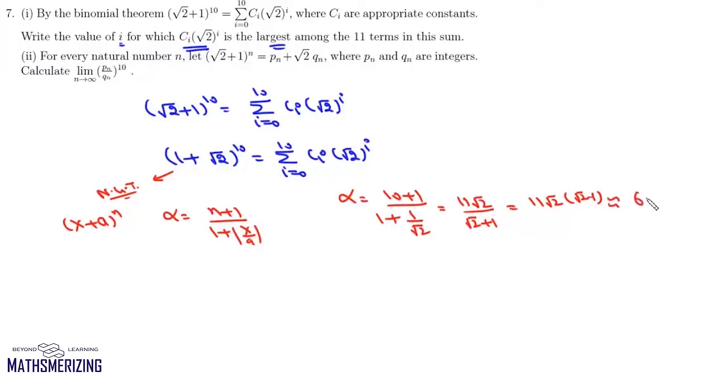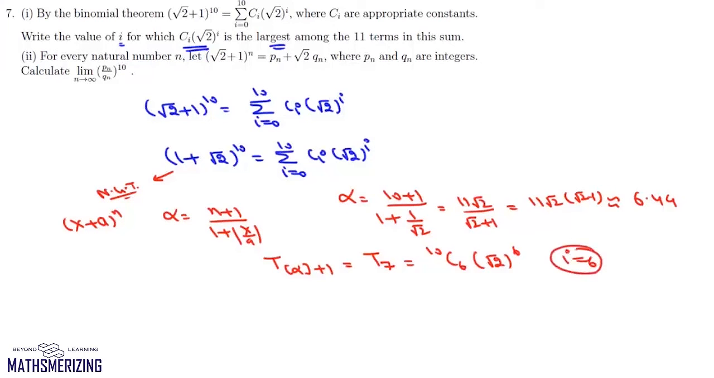And we know that if alpha is not an integer, then the numerically greatest term is given by the greatest integer function of alpha plus 1, which is the 7th term. And if the term is the 7th one, if we write the expansion, it will be 10c6 into root 2 to the power 6. So in this case, the value of i is going to be 6. Now we come to its second part.